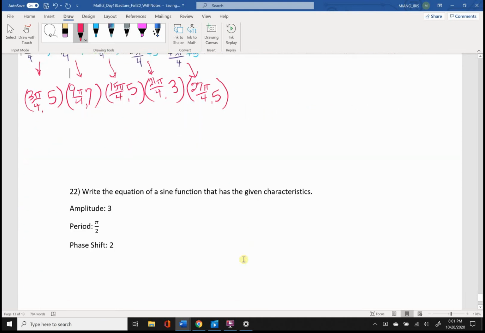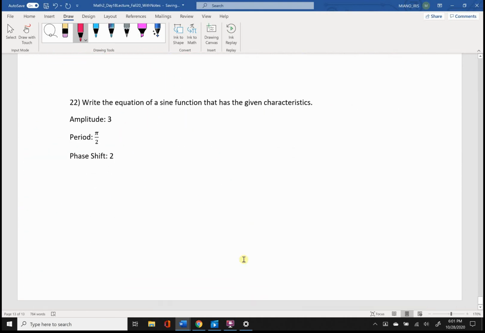One last example. Let's say, and it's an algebra one, let's write the equation for a sine function that has these characteristics. So the amplitude is 3. I can go straight away into saying, all right, it equals 3 sine something. But what goes inside? And that's wherein the challenge lies.